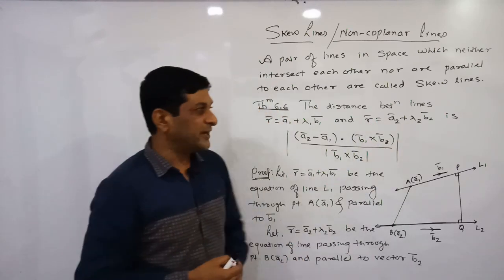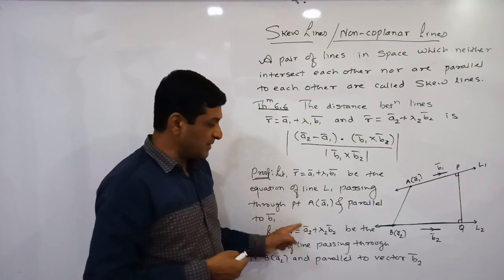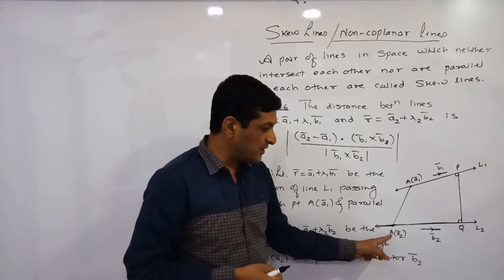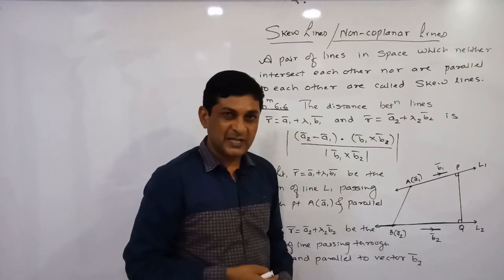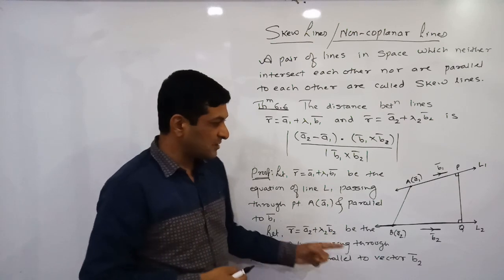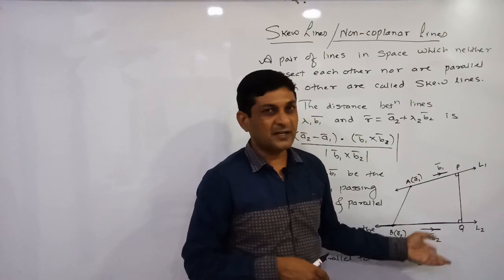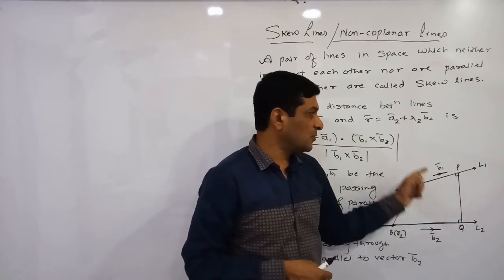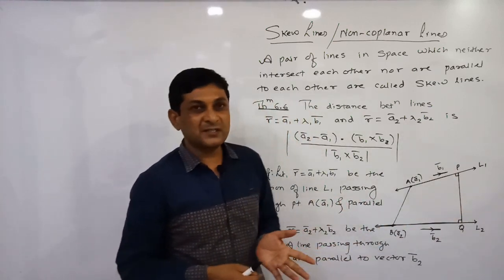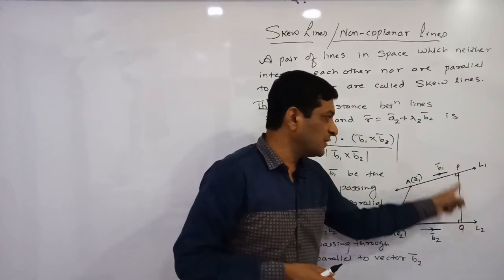r bar is equal to a2 bar plus lambda 2 b2 bar. Here a2 bar is the position vector of a point on this line. The point on this line we have denoted by B, and we are supposing that its position vector is a2 bar. And this second line is parallel to the vector b2 bar. So we can say that b2 bar is a vector parallel to this line, or a vector along the line. We have denoted the first line by L1 and the second line by L2. Now what are we discussing? Distance between two lines.